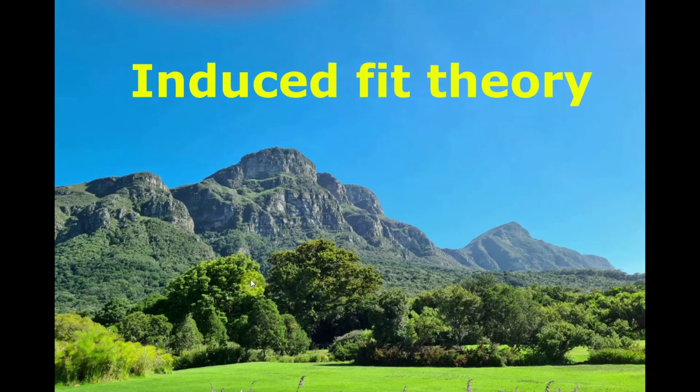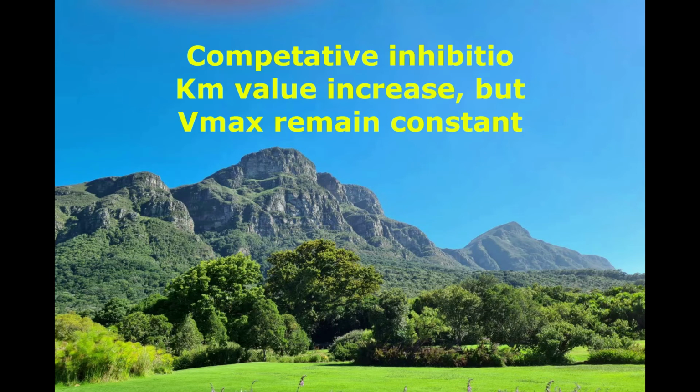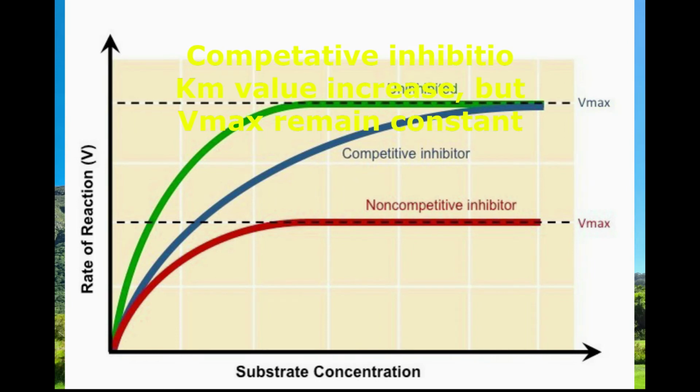Then let us study the inhibition of enzyme activity. Inhibition of enzyme activity means the enzyme activity becomes reduced by adding some substance into the enzymatic reaction. Then the enzymatic reaction rate will decrease. That substance is known as an inhibitor. Okay, so let us see how enzyme inhibition takes place.